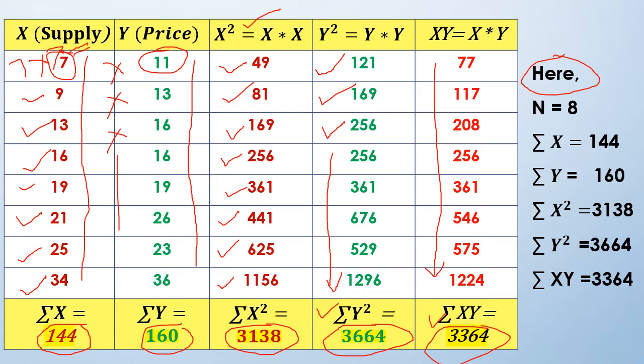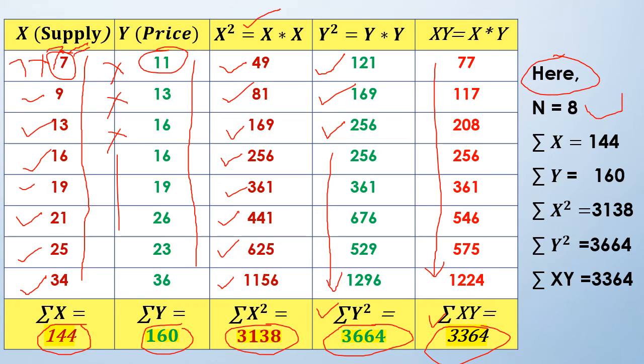Here n is equal to 8. How do we calculate it? 1, 2, 3, 4, 5, 6, 7, 8. We have been given the x and y variables 8 times. So there are 8 values, and n is equal to 8.